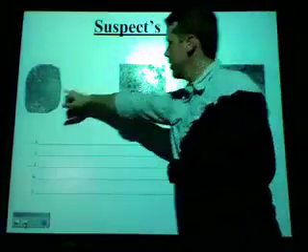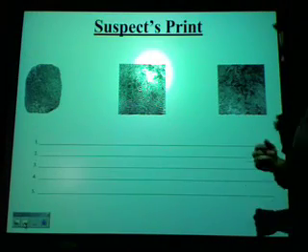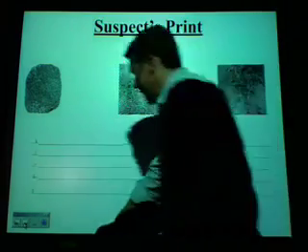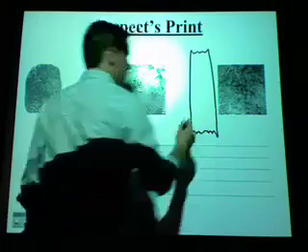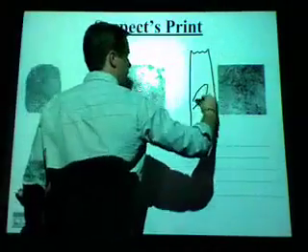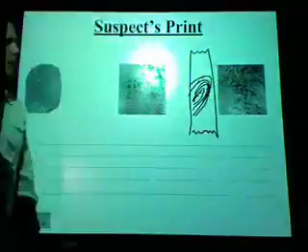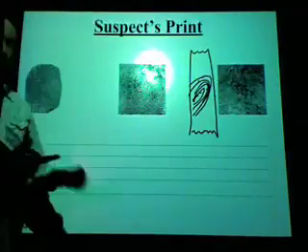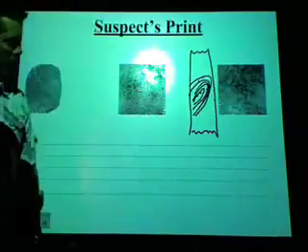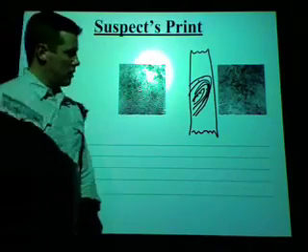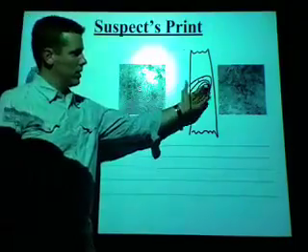Here I have an arch, here's a whirl, and here's a loop. Since mine is a loop, I would take my print and I would place it right here. I would run the tape and I would put it right here. So let's just pretend that this is my loop print here with all my little minutia points. Okay? I've lifted that print off and I placed it next to the left of the same type of print. Now, according to the directions, I'm to identify 5 Galton characteristics that are different from my print and the suspect print.